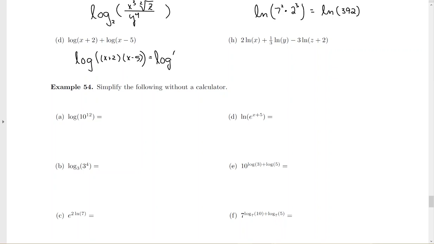Some of you can do the FOIL in your head. If you can, that's great. If you need to write in all the steps, that's okay too. X times x, x squared. X times negative 5, 2 times x, 2 times negative 5. So we have log base 10 of x squared minus 3x, negative 5, positive 2, and then a minus 10.